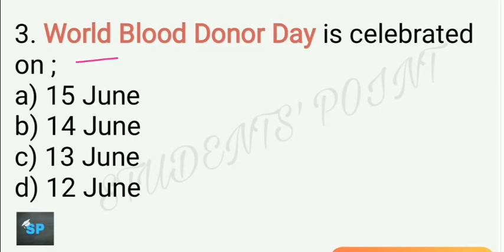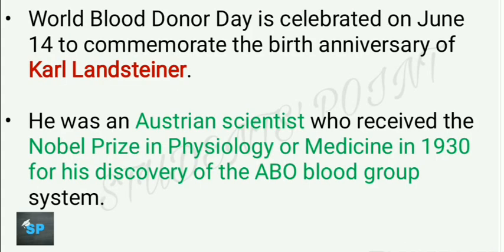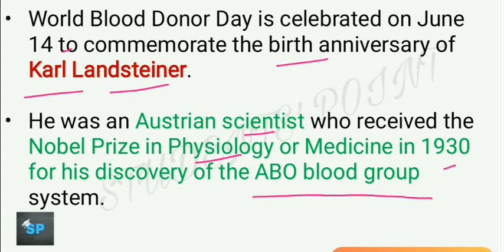World Blood Donor Day is celebrated on, so World Blood Donor Day is celebrated on 14th of June. So here B is the right answer. World Blood Donor Day is celebrated on 14th of June to commemorate the birth anniversary of Karl Landsteiner. And Landsteiner was an Austrian scientist who received the Nobel Prize in Physiology or Medicine in the year of 1930 for his discovery of ABO blood group system. So remember the name, very important name. Karl Landsteiner got the award of Nobel Prize in Medicine in the year of 1930 for ABO blood group discovery.